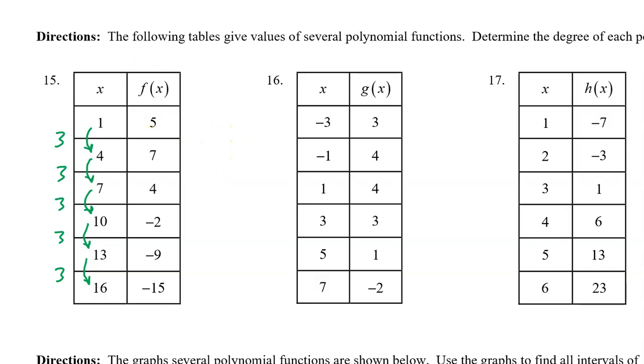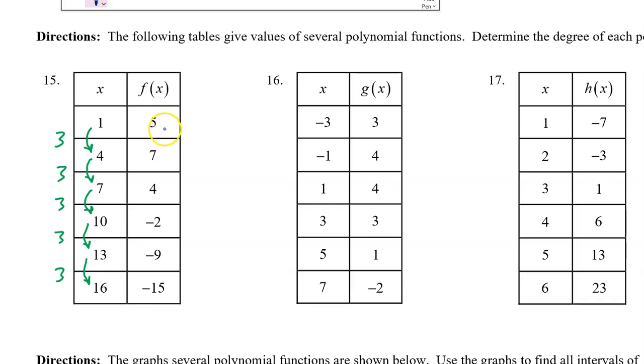I'm going to find the differences between the output values. The first time I do that, I'm going to call that the first difference. If the first difference is a constant, then it's degree 1. If the second difference, the difference between the differences, is a constant, then it's degree 2. If the third difference is constant, it's degree 3, and so on.